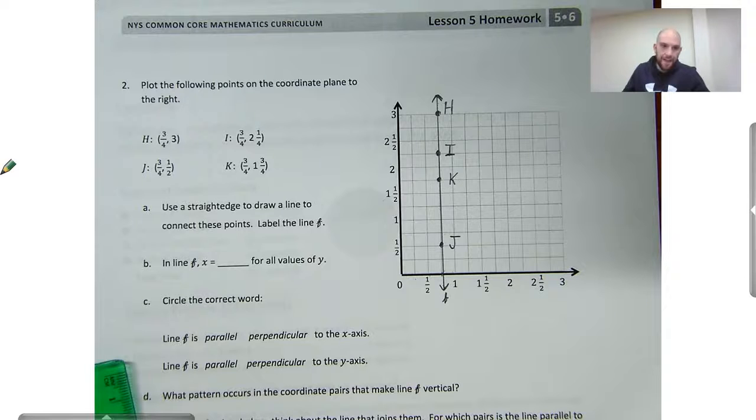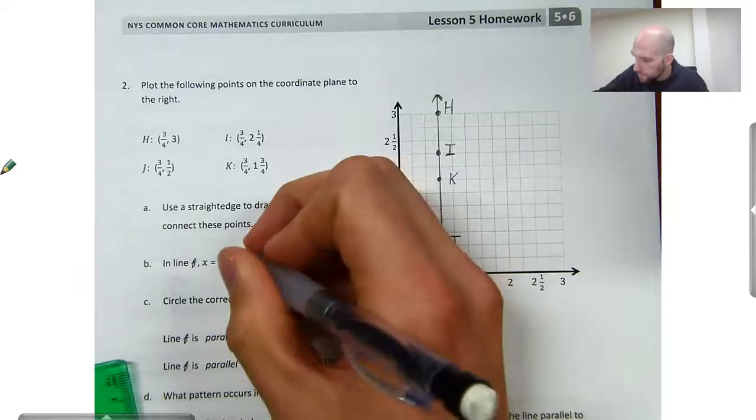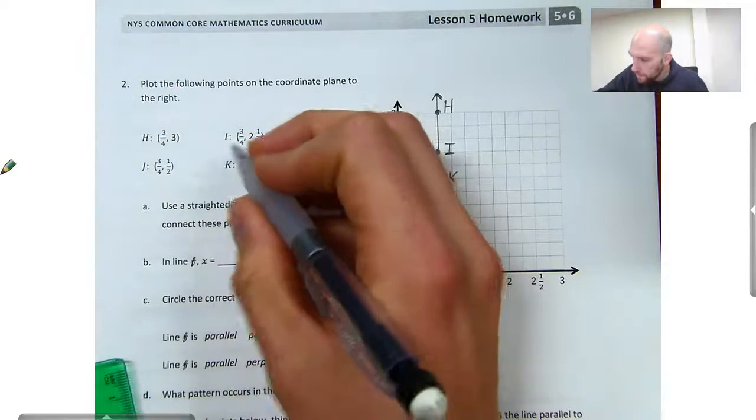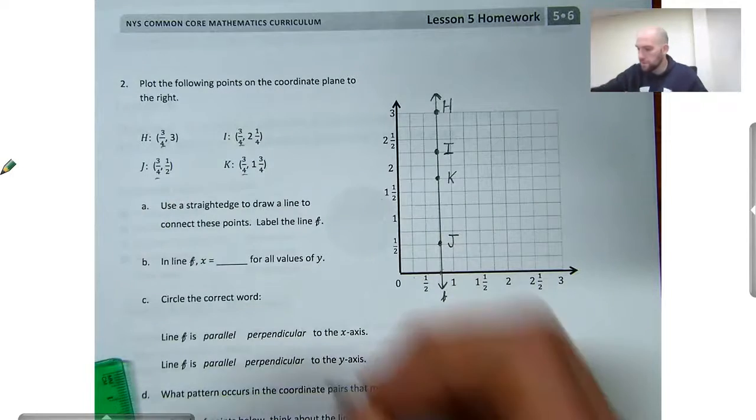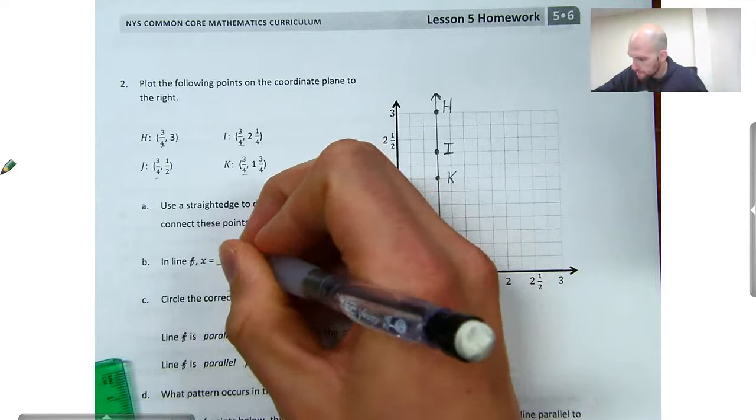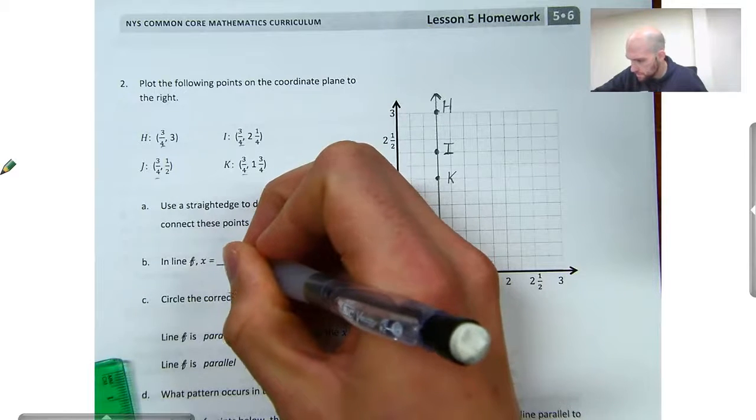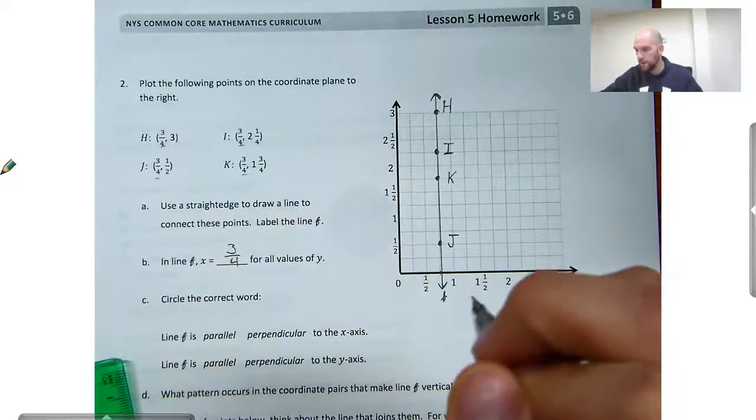In line F, x equals, well, if we look at all of our x values here, they're all 3/4 for all values of y.